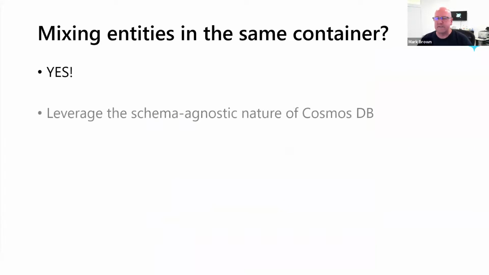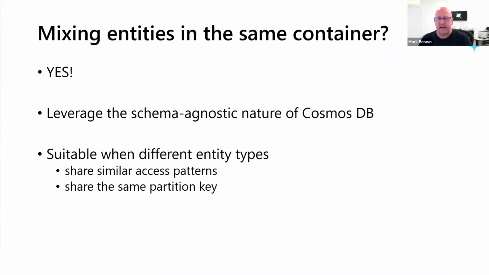Cosmos is schema agnostic, so this is actually something that's completely supported in a database like us. And in fact, it's actually a best practice for a database like this. It's suitable for different entity types when they share similar access patterns, and for sure, customers and sales orders share similar access patterns. I'm going to log in as a customer and then retrieve my sales orders within there. And of course, they share the same partition key. So if these two conditions apply, this is absolutely something you want to do.